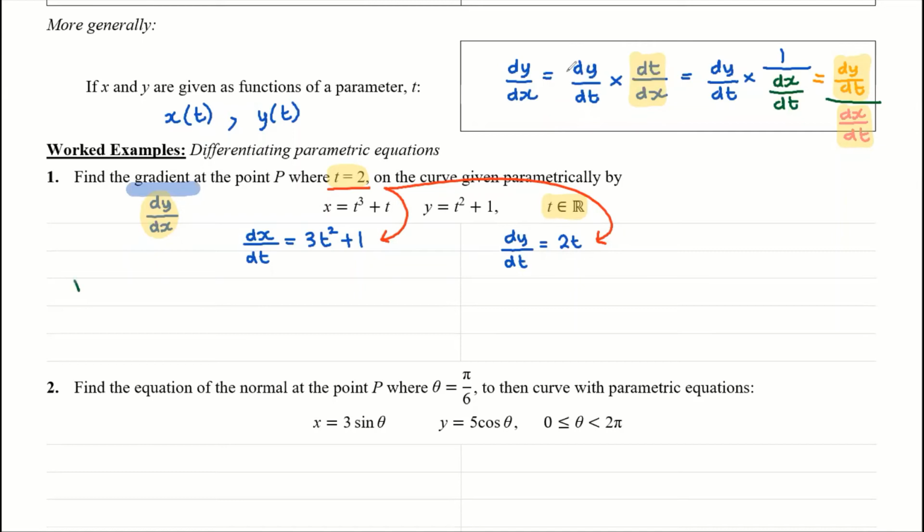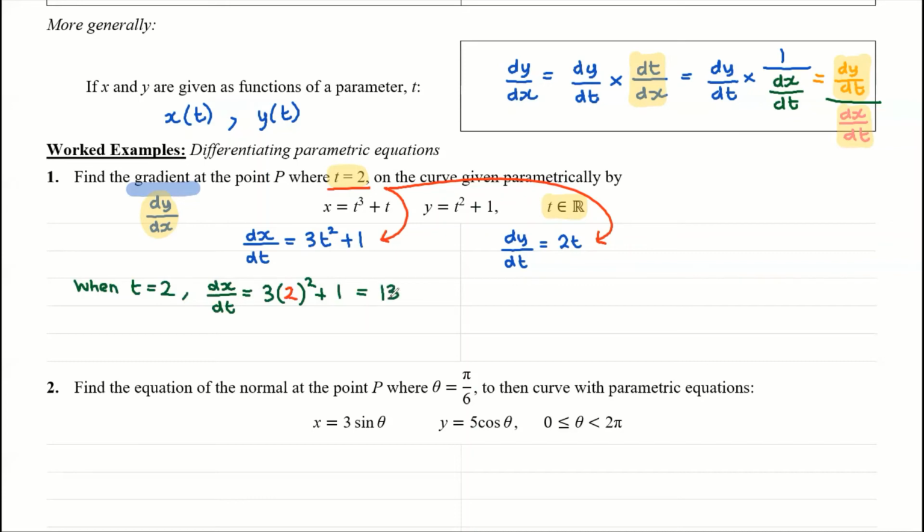So let's say when t equals 2, we have dx by dt. Simply going to be 3 lots of 2 squared. So just change colour there to show I've substituted it in, plus 1. Okay, that's the derivative of t cubed plus t, which of course is going to be 3 lots of 4, which is 12 plus 1, which is 13.